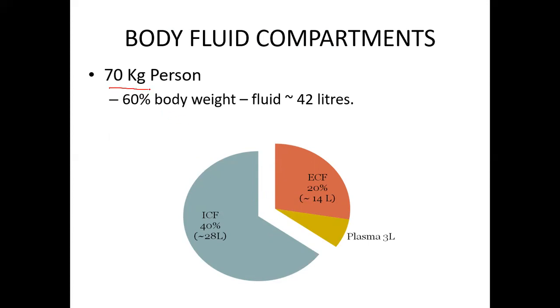And when we talk about a 70 kg person, that means around 42 liters of the body weight is fluid, out of which 2/3 is there in the intracellular spaces and 1/3 is there in the extracellular spaces. Out of this 1/3, 3 to 5 liters of this fluid is in the plasma in the form of blood, and the rest, 14 liters, is in the ECF, and the majority, 2/3 of the fluid, is in the intracellular fluid.